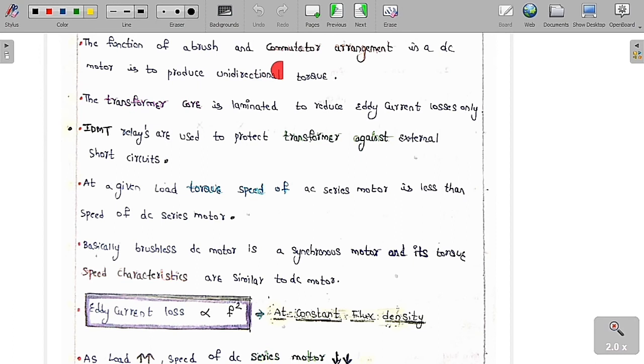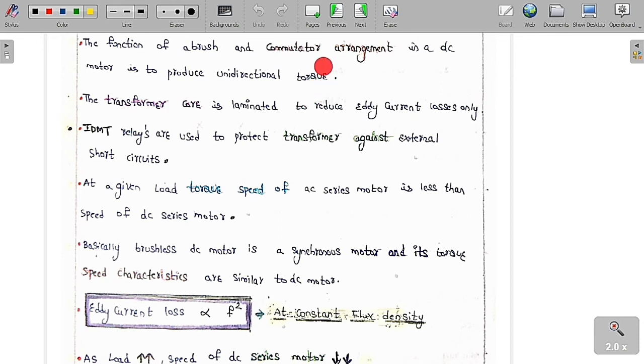The function of a brush and commutator segment in a DC motor is to produce the unidirectional torque. I have already told you the basic function of a brush and a commutator segment in a DC motor is to produce the unidirectional torque.